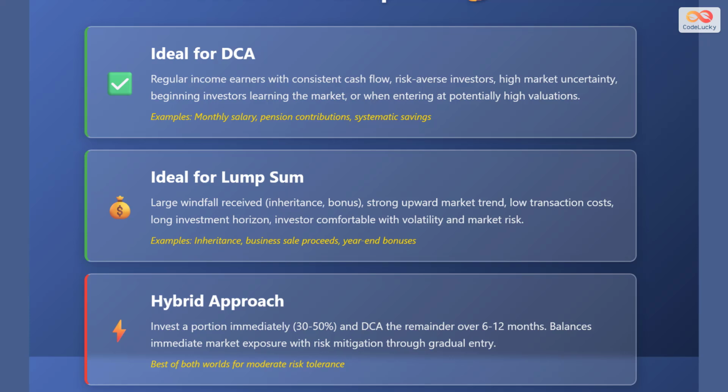However, there's also a hybrid approach. Invest 30 to 50% immediately and DCA the remainder over 6 to 12 months. This balances immediate market exposure with risk mitigation through gradual entry, offering the best of both worlds for moderate risk tolerance.